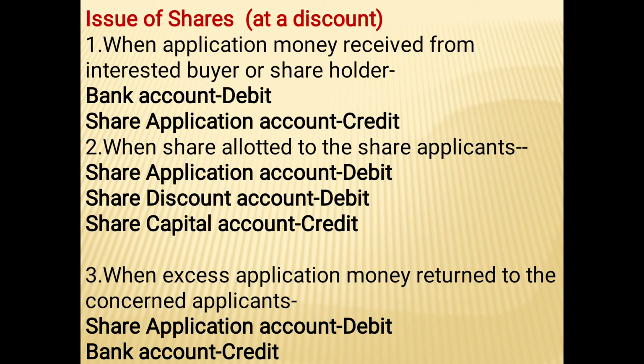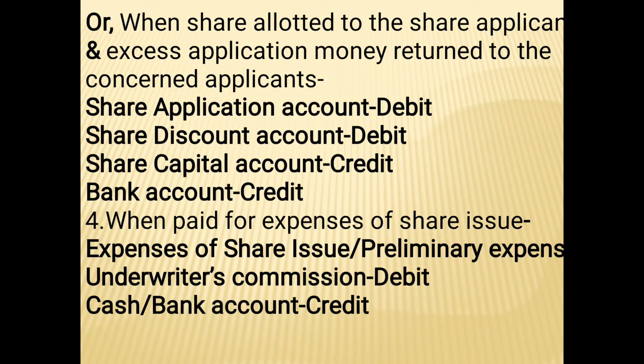Now, if you want to give the journal for two and three at a time, then the journal would be share application account debit, share discount account debit, share capital account credit, bank account credit. This transaction is for when shares are allotted to the share applicants and excess application money is returned to the concerned applicants. Then the journal is share application account debit, share discount account debit, share capital account credit, bank account credit.